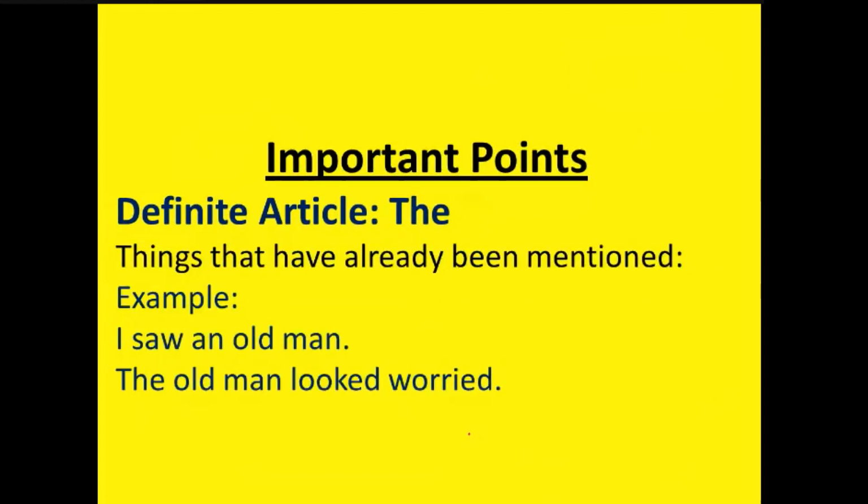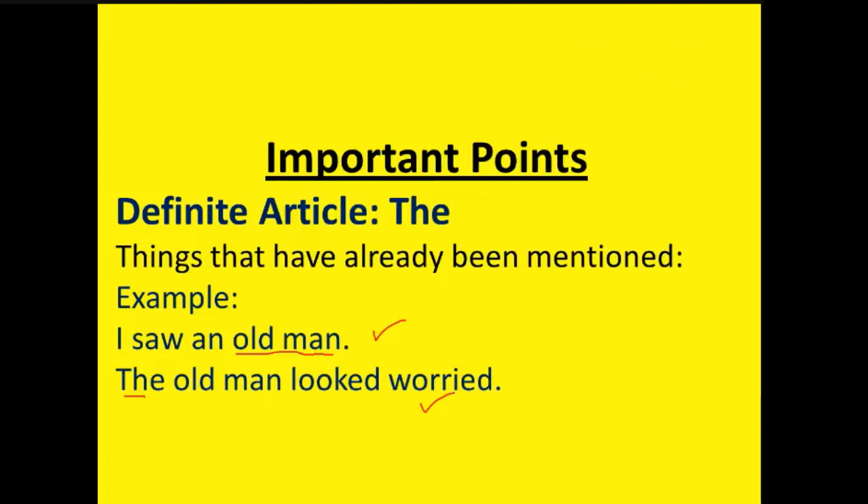The definite article the is also used when a thing has already been mentioned in a sentence before. For example, I saw an old man. In the next sentence, you would use the definite article the because we have already spoken about this old man in the previous sentence. So we will say, the old man looked worried.